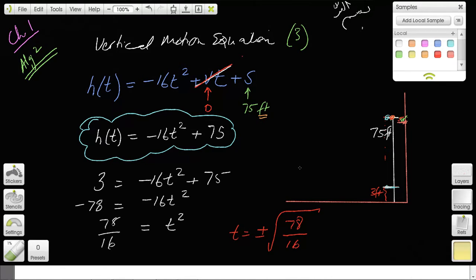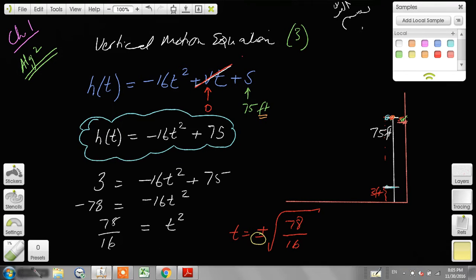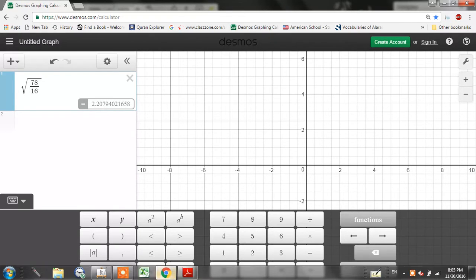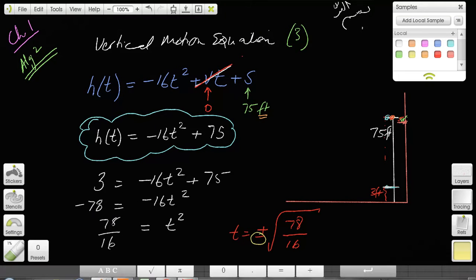In this case, the negative square root is going to be meaningless because time is not going to be a negative number. So the answer is going to be the square root of 78 over 16. So let's do that. We take the square root of 78 divided by 16, and that is 2.21 seconds. You better put your hand out in 2.21 seconds.